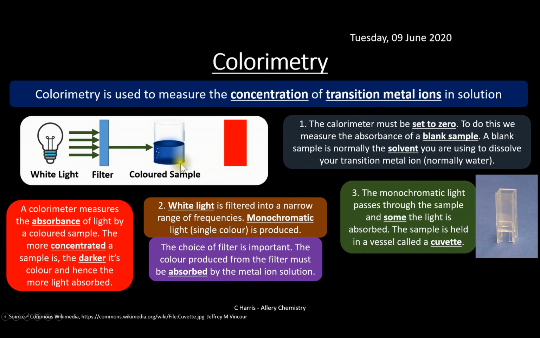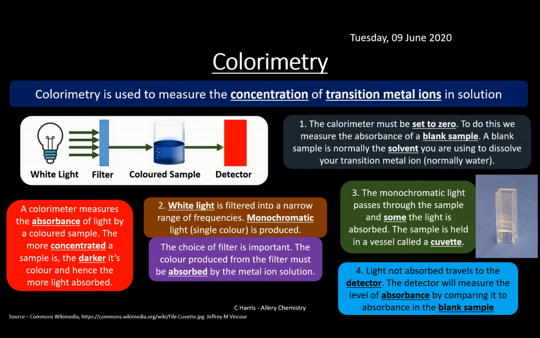Some of that light going through will be absorbed by that coloured sample, and then at the other end, the light will go through the sample and it will hit the detector. What the detector is doing is measuring the difference between the intensity of light here compared to the intensity of light here, and it's measuring the absorbance, how much light has been absorbed by this coloured sample. So that goes through to the detector, and that's effectively what the detector is measuring here.